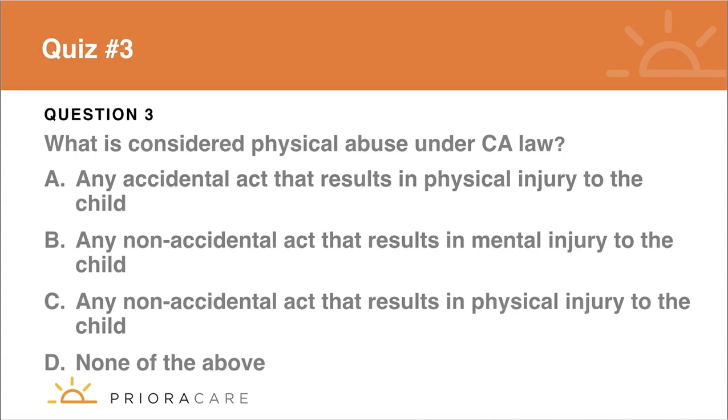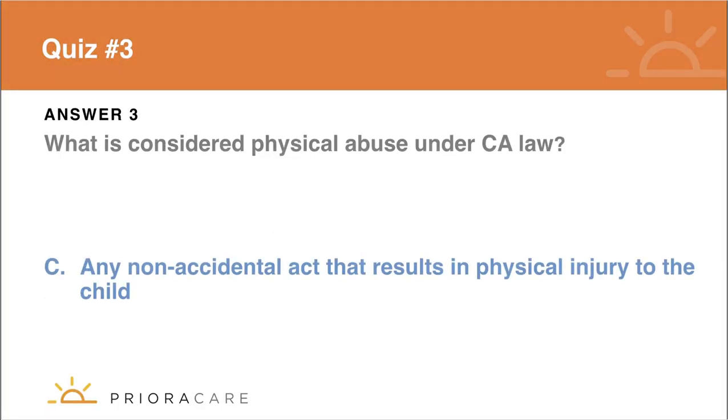All right, we are ready for our third quiz question. Which is considered physical abuse under California law? Is it A, any accidental act that results in physical injury to the child? B, any non-accidental act that results in mental injury to the child? C, any non-accidental act that results in physical injury to the child? Or D, none of the above? That's right, the answer is C. Any non-accidental act that results in physical injury to the child.